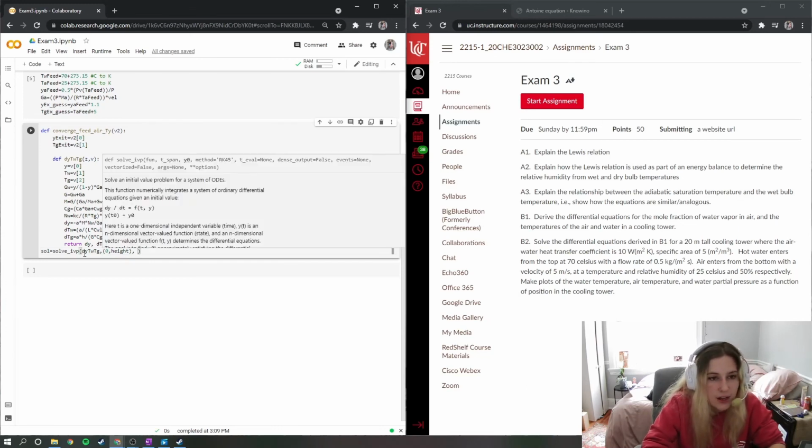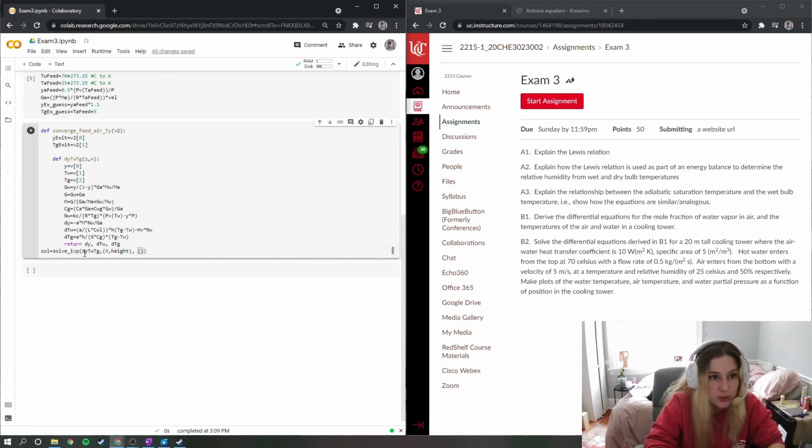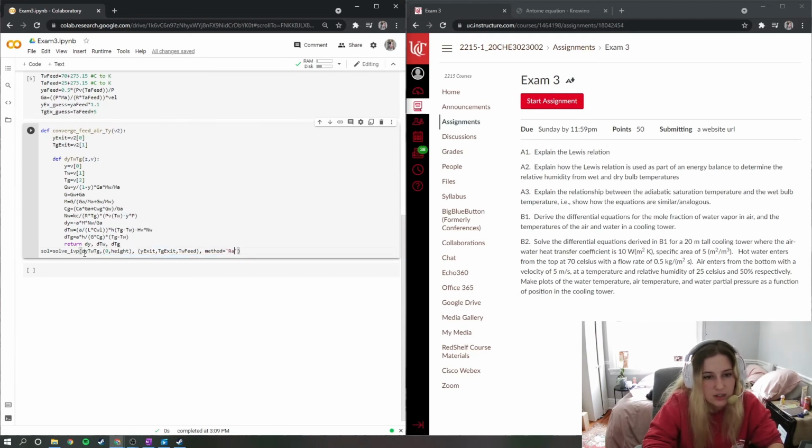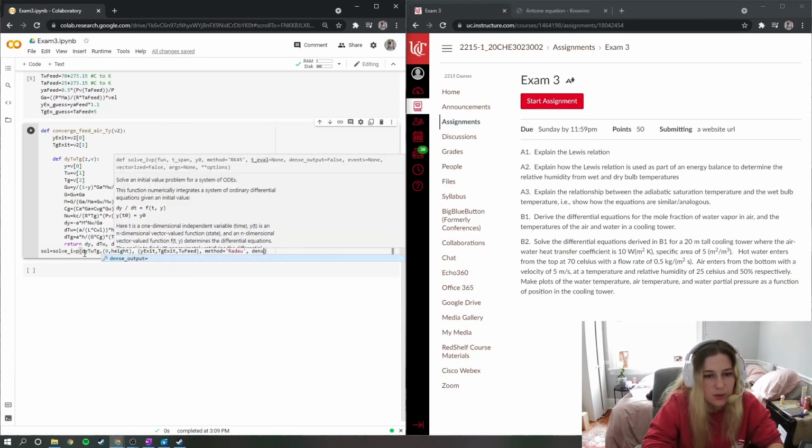And then the y naught is going to be the values that we're looking for here. So the y exit, the tg exit, and TW feed. And then we're going to do method equals Radau, just because that's our favorite for some reason, and dense output equals true, so we can solve at any point, any z position. Dense underscore output equals true.